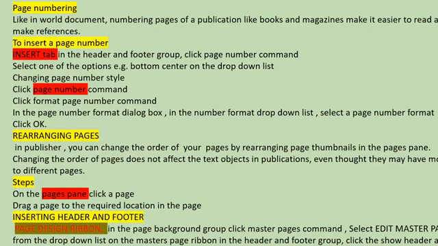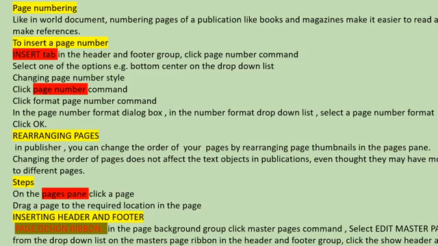If page 9, you want page 9 to be page 2, you can just click and hold, then drag it to the point where page number 2 should be. Therefore, in Publisher, you can change the order of your pages by rearranging page thumbnails in the page pane. Changing the order of pages does not affect the text object in publication, even though they may have moved to different pages. That is a very important point to note. Therefore, steps for doing this, you just click, hold, and then drag and drop.